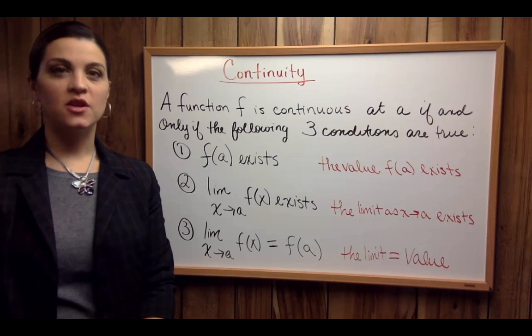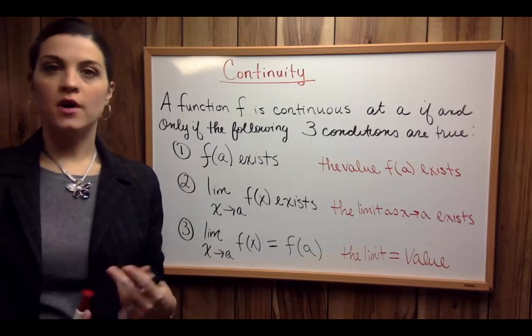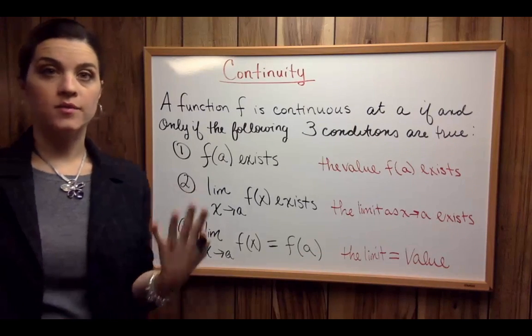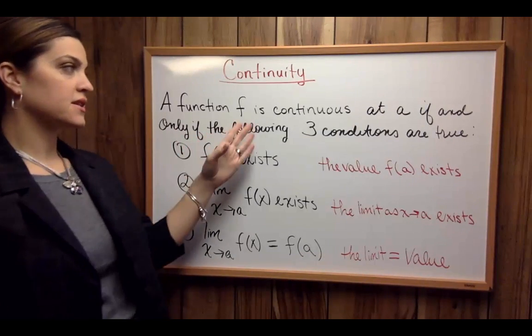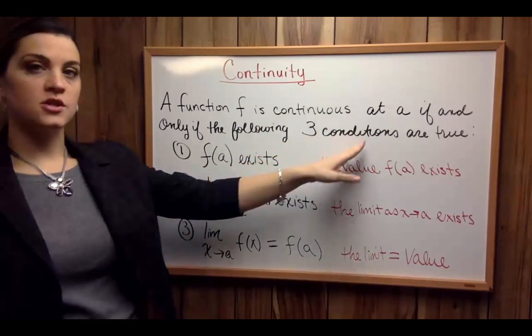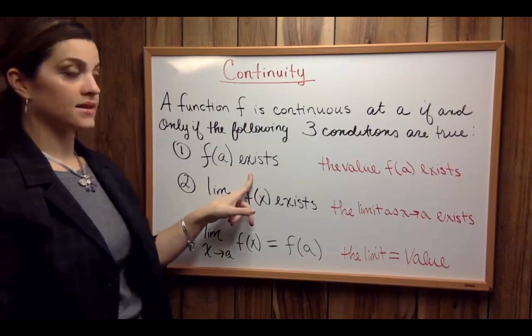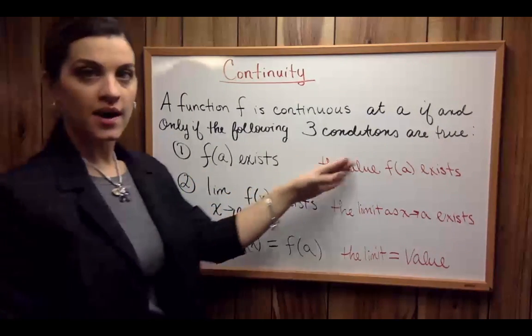Hi, in this video we will talk about continuity. Up on the board here is our definition for continuity at a point A. So, a function f is continuous at A if and only if the following three conditions are true. First condition, f of A exists, which means the value f of A has to exist.